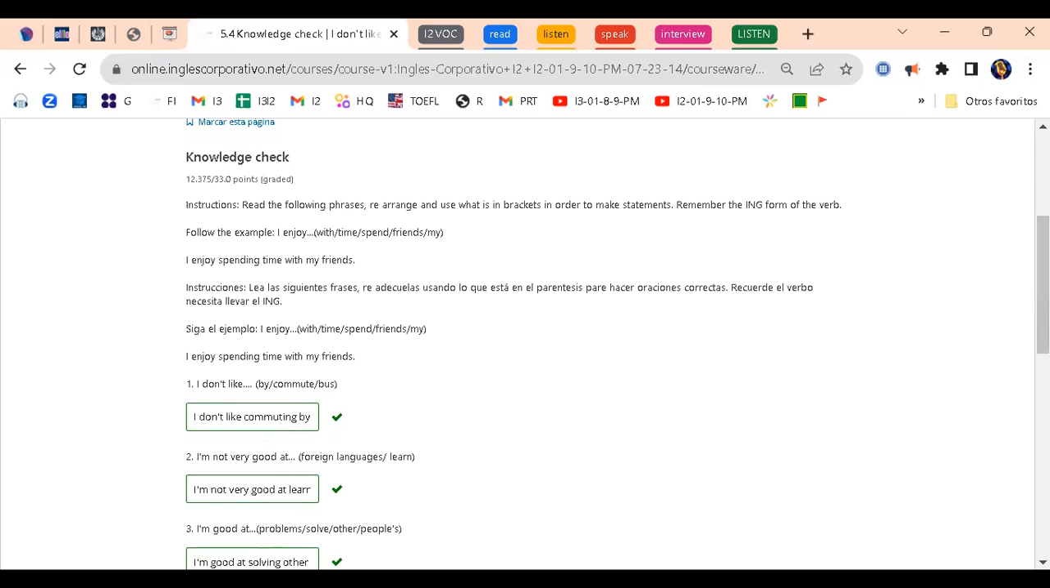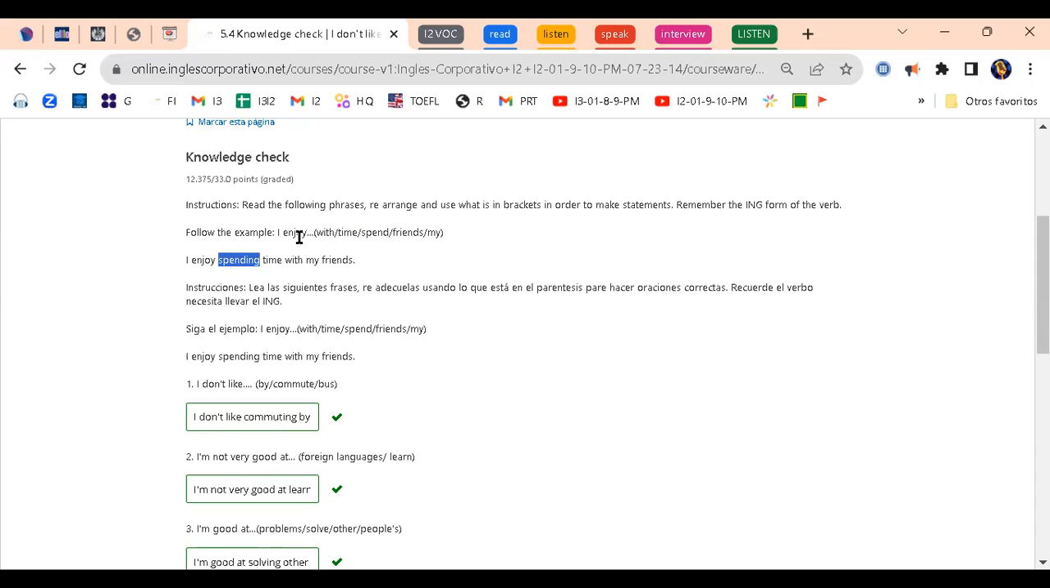Okay, veamos aquí la duda de Carlos. Carlos, in this case, you have to read the following phrases and rearrange and use what is in brackets in order to make statements. Remember the ing form of a verb. Por ejemplo, tenemos este caso, I enjoy, y después de ciertos verbos vamos agregando gerunds, right? Por ejemplo, después de enjoy, ¿cuál sería el verbo que está acá en la oración? I enjoy spending time with friends.